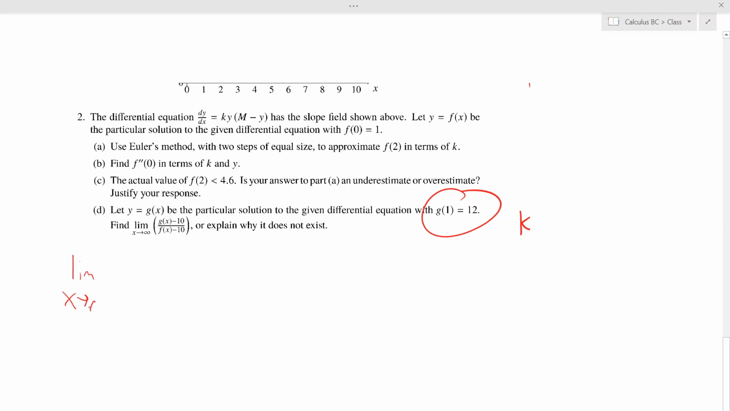The limit as x goes to infinity is g of x minus 10 over f of x minus 10. Now, here's what they're doing to us. This is a L'Hopital's rule situation, my friends.